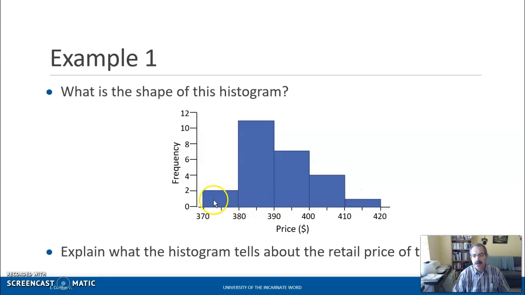And why is this guy selling it at a lower price? How can I get this perhaps to sell at a lower price so I can better compete with other manufacturers of the same item? So again, get into the habit of explaining not only the shape, but what the histogram is telling us from the practical point of view, and typically within the context of the problem that we are addressing. All right, so I hope that this is helpful.